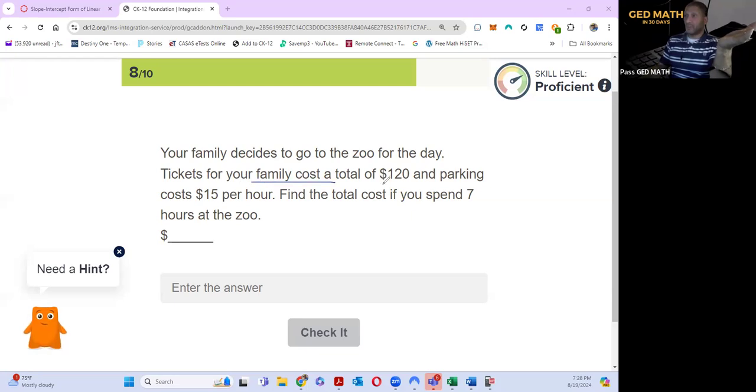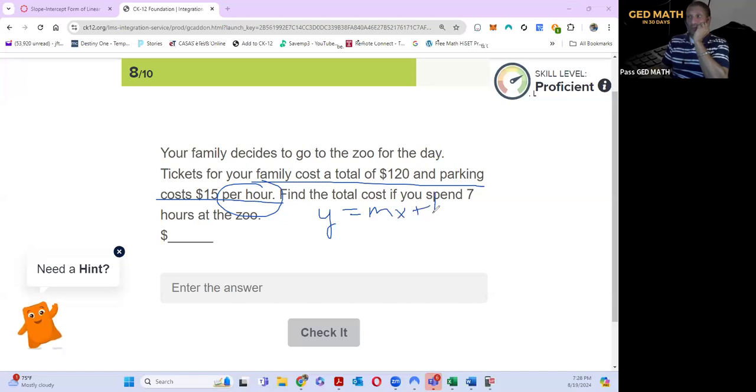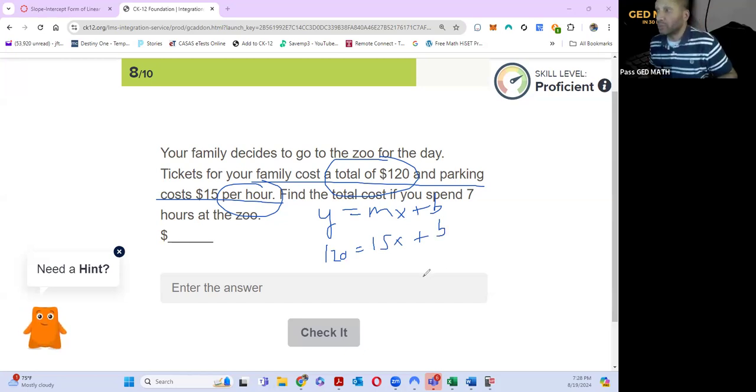Listen, we know how much it costs. $15 per hour. That's variable. That can change. So, y equal mx plus b. 120 equal 15x plus some unknown. Right? So what they're asking, for example, here, tickets for your family cost a total of $120 and parking costs $15. Find a total cost if you spend 7 hours at the zoo. So the tickets cost $120.